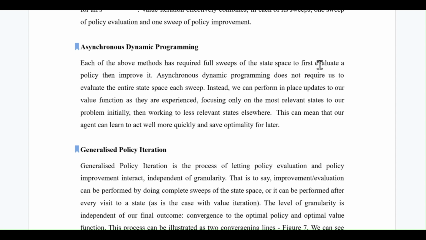This can be especially useful in situations where the state space is very large or where we don't have access to the entire state space. For example, when we are playing a game, we can move left or right, but we don't know the entire state space. We can use asynchronous dynamic programming to update the value functions as we experience new states and actions.